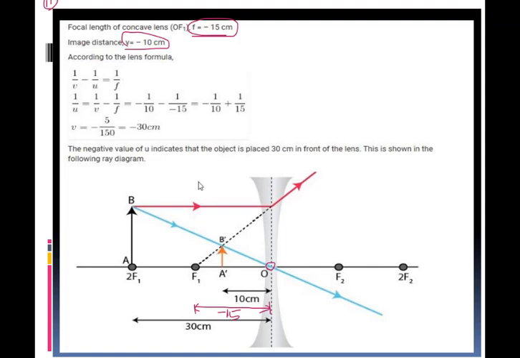This is also given. So this is minus 15, and this distance is the image distance, minus 10. According to the lens formula, 1 by v minus 1 by u equals 1 by f. If you put minus 15 in place of f and minus 10 in place of v and calculate, you will get u equal to minus 30 centimeter. So what is u? u is the object distance.